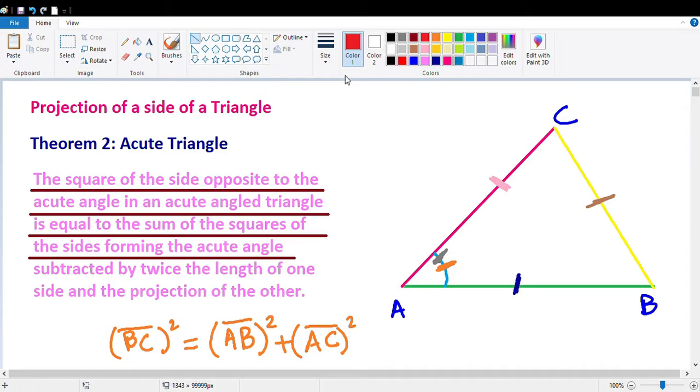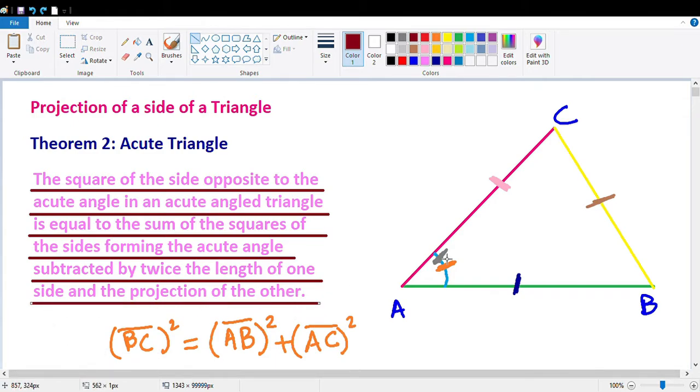Now, let's go over here again. Right, so the theorem isn't done yet. It's this part right here, subtracted by twice the length of one side and the projection of the other. So what is this? Twice the length of one side, so minus 2 multiplied by the length of one side and the projection of the other. So what is the length of one side and what is the projection of the other? What is it talking about here?